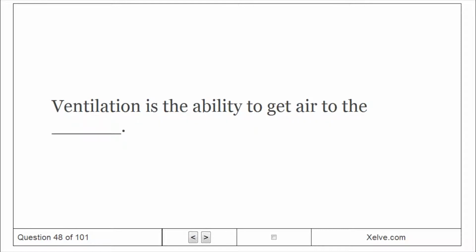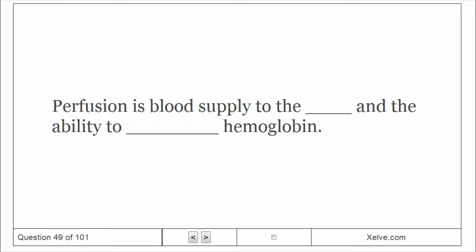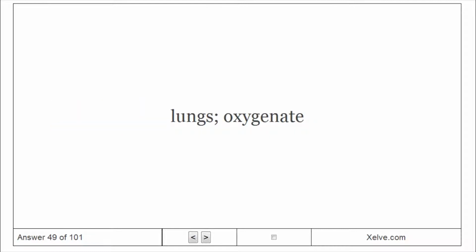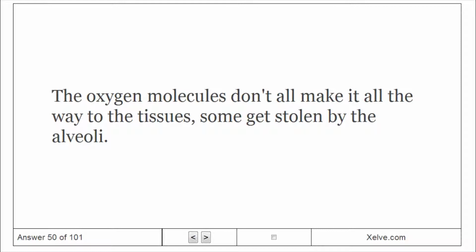Ventilation is the ability to get air to the blank. Lungs. Perfusion is blood supply to the blank and the ability to blank hemoglobin. Lungs oxygenate. Ventilation to perfusion ratio describes the oxygen molecules don't all make it all the way to the tissues, some get stolen by the alveoli.